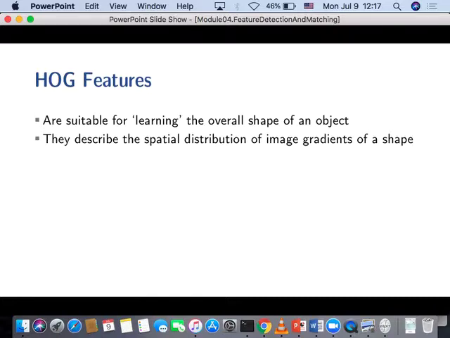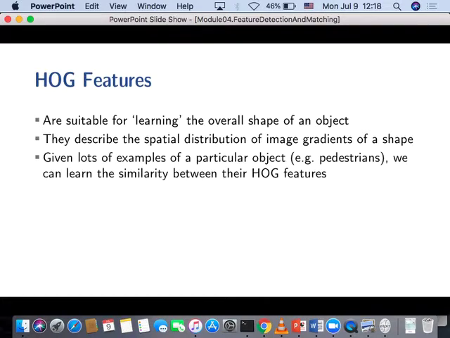They describe the spatial distribution of image gradients of a shape. Why do I say that? It's not just one gradient histogram for the whole thing. By putting a grid, you actually have the ability to learn the difference in gradient of this part versus this part, because you have divided it into a spatial grid. So a human is like, on the top, the gradients are like this, and at the bottom, the gradients are like this. That's essentially what HoG is. HoG is learning a spatial distribution of the orientation histogram of image gradients.